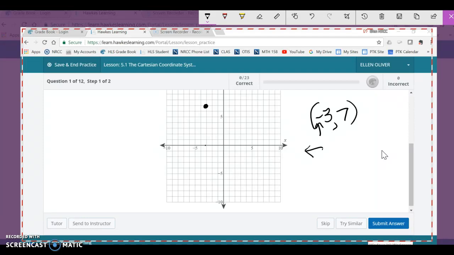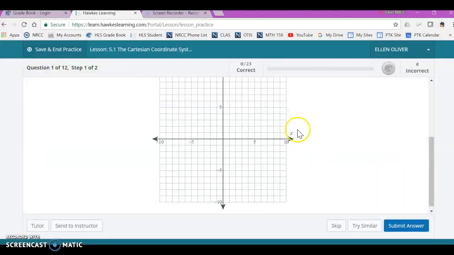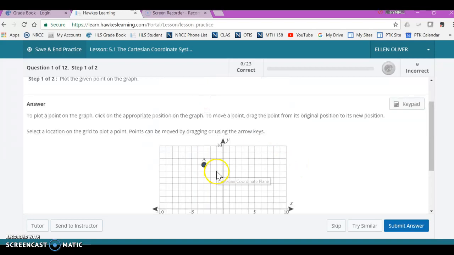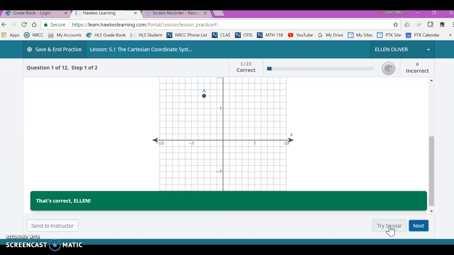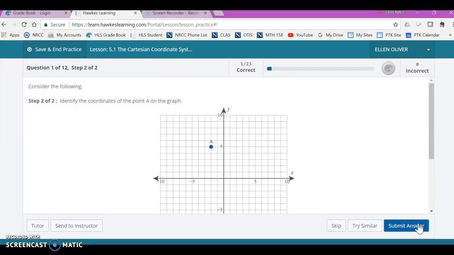All right, hopefully that makes sense. Let's plot that. -3, 1, 2, 3, up 7. There's up 5, up 6, up 7. So I click on that, and if you put it in the wrong place, you can drag it. So let's put it where we want it. Submit, we get it right.